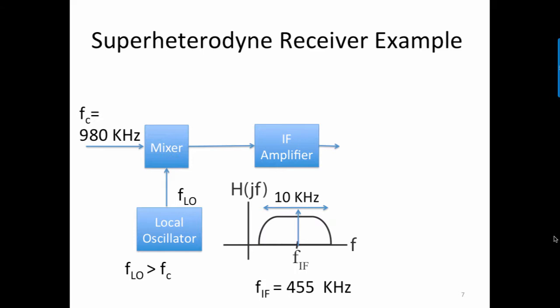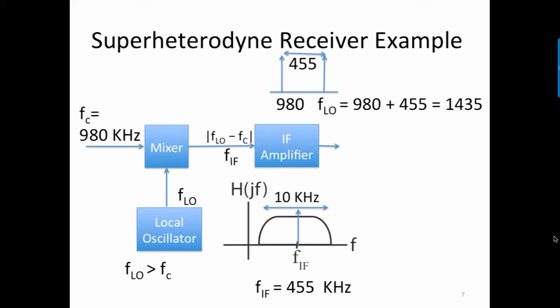Thus, as shown, the local oscillator must be at 980 kilohertz plus 455 kilohertz, or 1435 kilohertz. This signal will then land in the IF passband and be sent through to the demodulator. Note that FLO minus FC is exactly FIF, or 455 kilohertz, and so that is the only station in the IF passband.